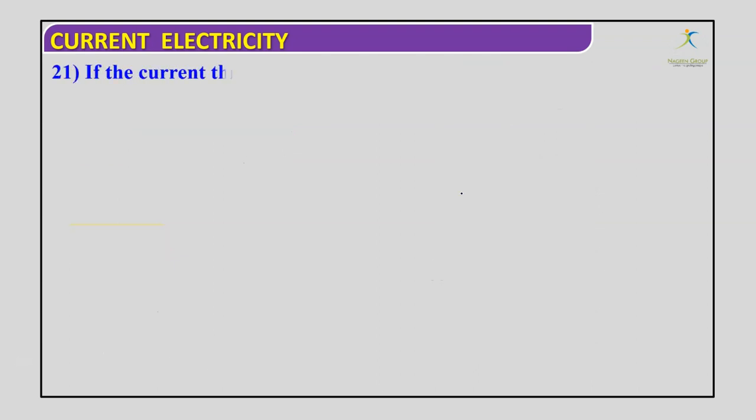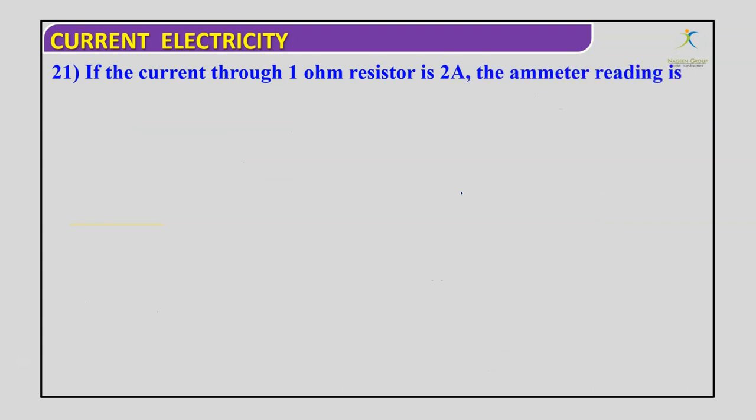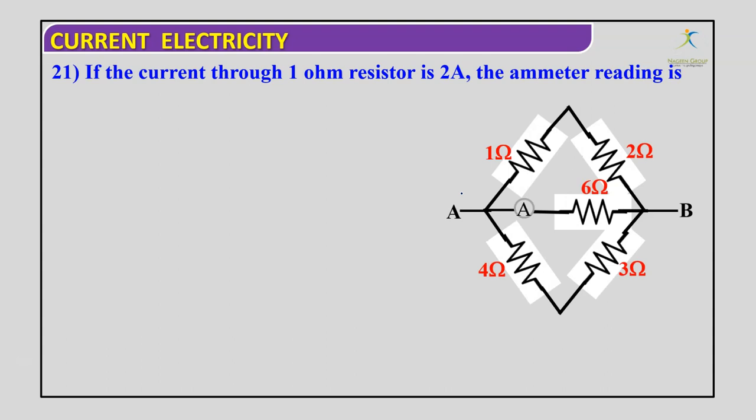Moving ahead with the next question: if the current through the 1 ohm resistor is 2 ampere, the ammeter reading is. We have this circuit. This is a very impressive circuit, with a little trick over there. So we have the options 1 ohm, 2 ohm, 1.5 ampere, 1 ampere, 2 ampere, 1.5 ampere and 2.5 ampere. So let us move with the solution part.